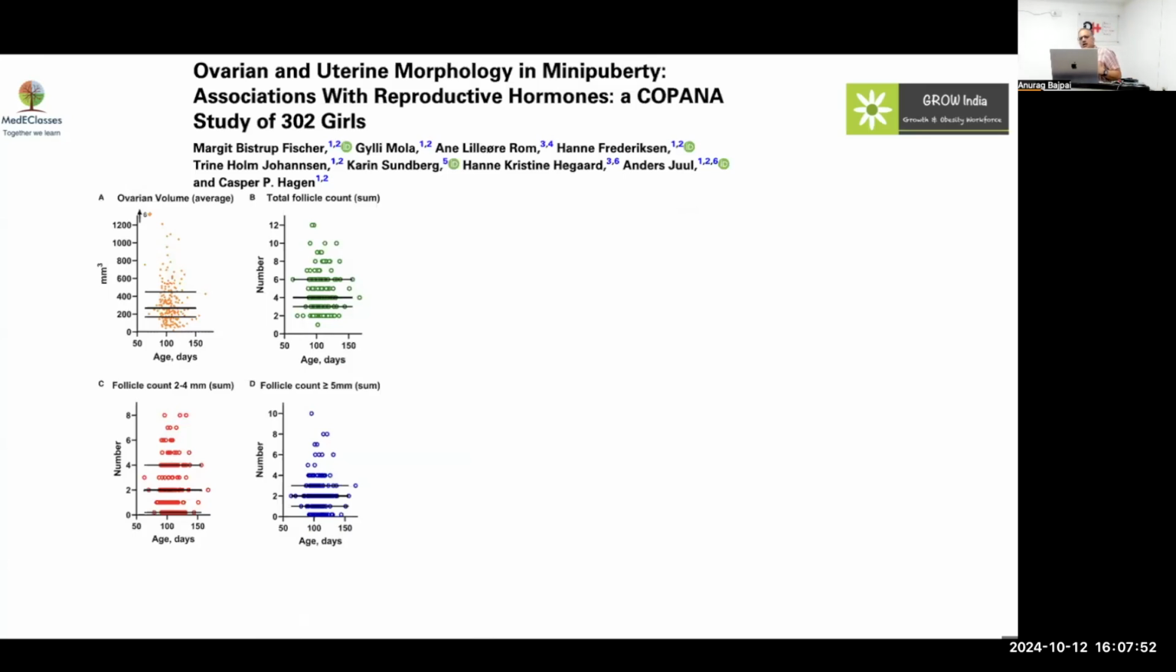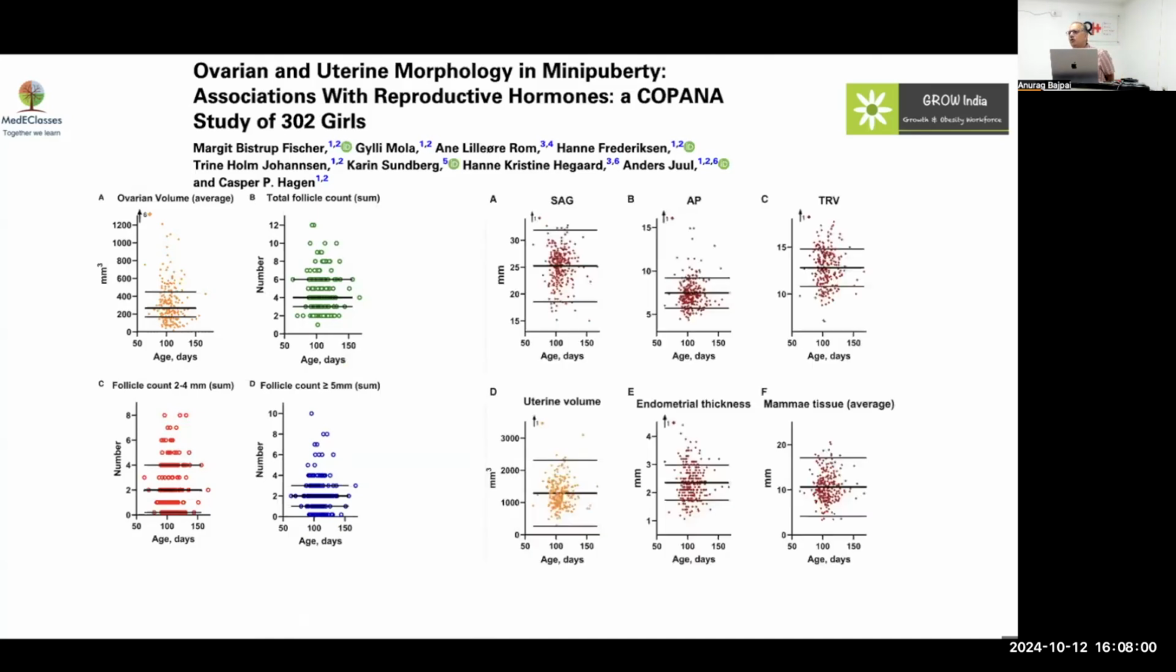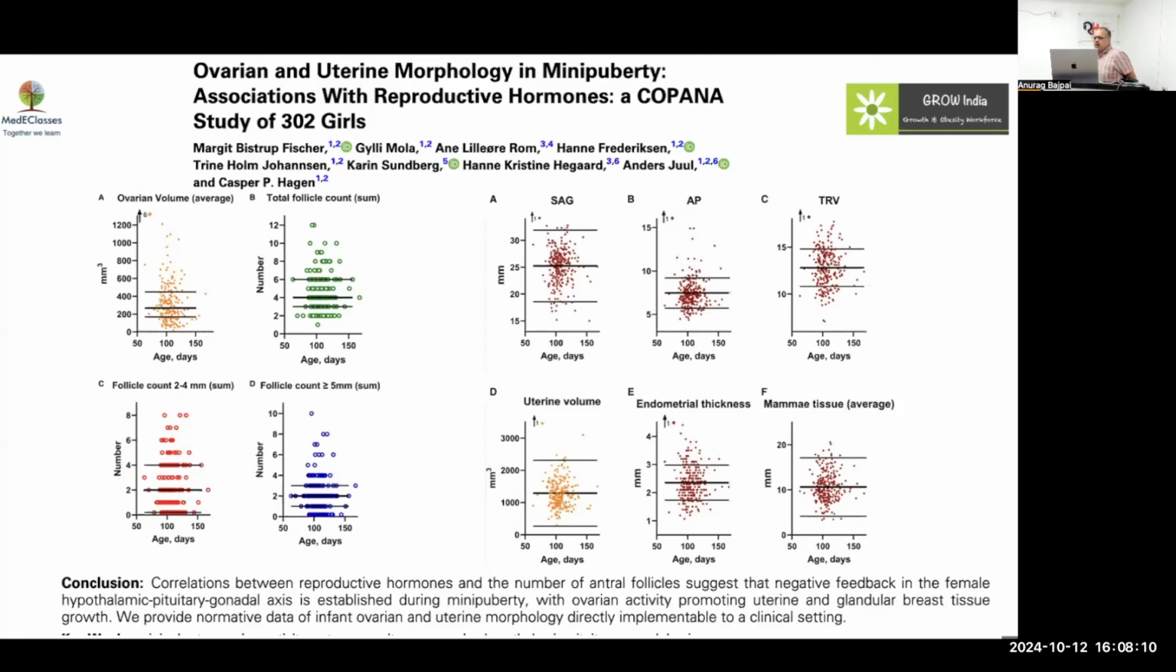So if you are looking at the ultrasound findings, you can go to this paper, which gives you the mean and SD for what should be the uterine volume, the ovarian volume, and the follicle count. So this study has two important implications. One, they have given these reference ranges, which were not easily available. And what they said is that negative feedback in the female hypothalamic gonadotropin axis is established during mini puberty. Before that, there is no feedback, but this feedback starts getting established at this point of time. This is what they have shown, and they have given cutoffs for all these parameters. That's why this paper is relevant from that perspective.